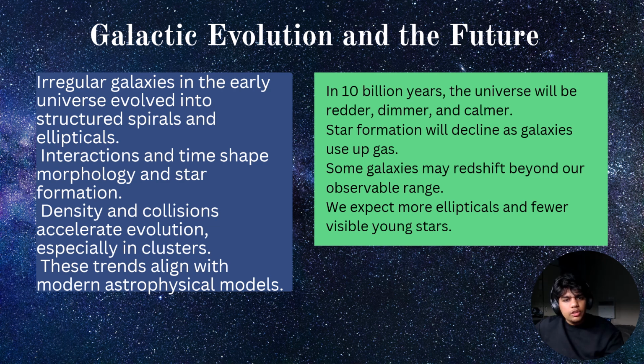Now, what if we took a new image of the Hubble Ultra Deep Field 10 billion years from now? We'd likely see a dimmer, redder universe, fewer star-forming regions, some galaxies no longer visible due to redshift beyond our horizon, and a shift towards more ellipticals and fewer blue spirals. The universe in general would be calmer, and the cosmic cycle of galaxy evolution would be further along its path.